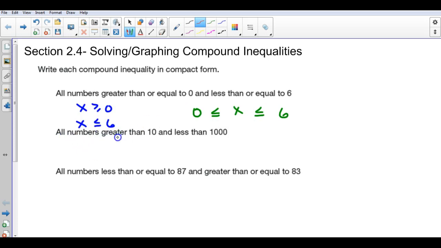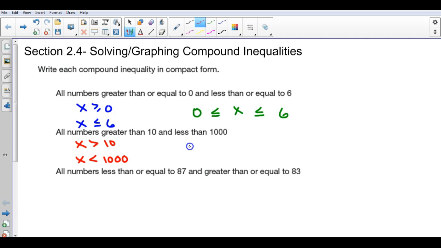And I'll do that here then. All numbers that are greater than 10 and less than 1,000. So if I pick the number 500, that's greater than 10. It is less than 1,000. So x has to be greater than 10, and x also has to be less than 1,000. Notice with these, they don't have the little equal to's because we're not talking about something with the equal to. It's just greater than or just less than.